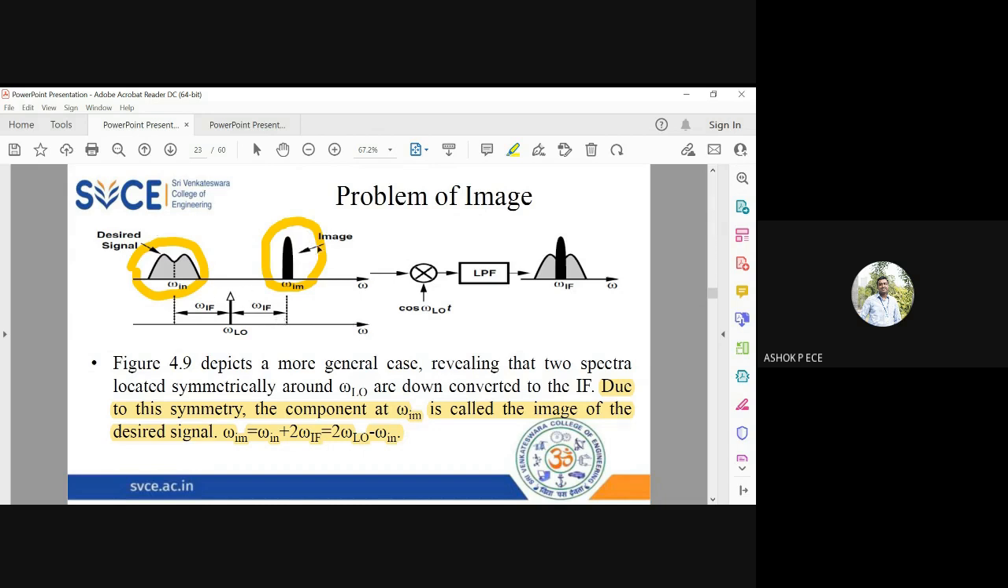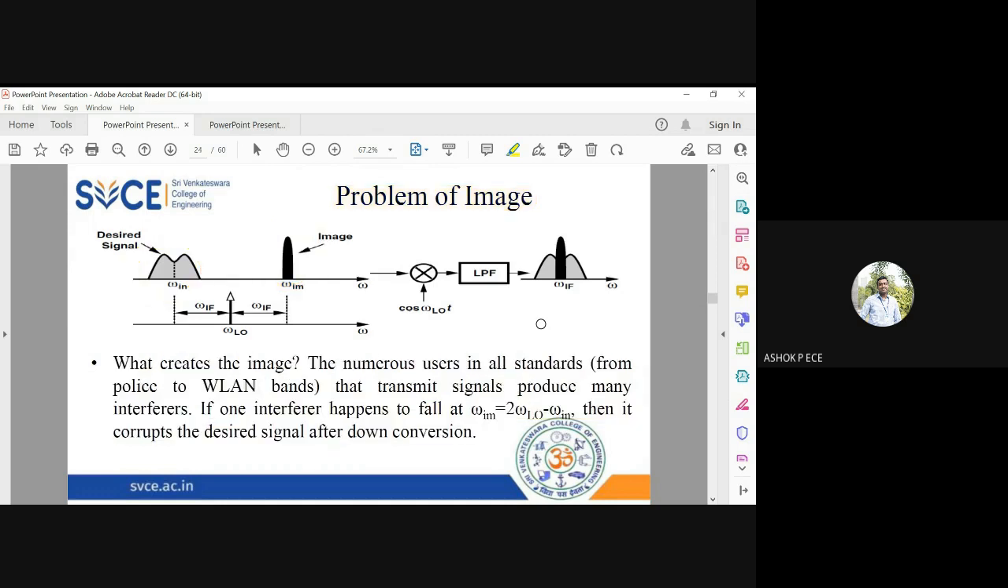So when you mix this signal and this signal, the image frequency is going to be 2 times omega LO minus omega in. This 2 omega LO minus omega in is going to fall directly inside your desired signal. So you see that before mixing, the image was far away, but after you mix, the image is going to come into your band. So your signal is getting mixed with your image, which is unwanted for you. This will cause huge issues in the receiver.